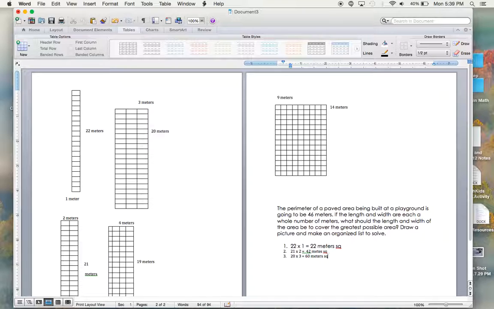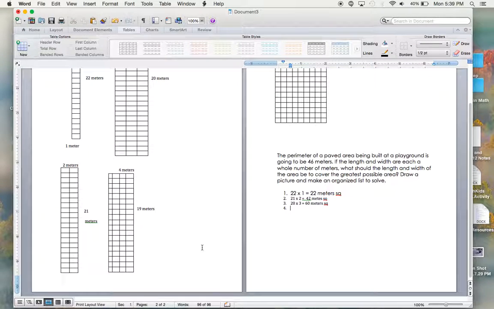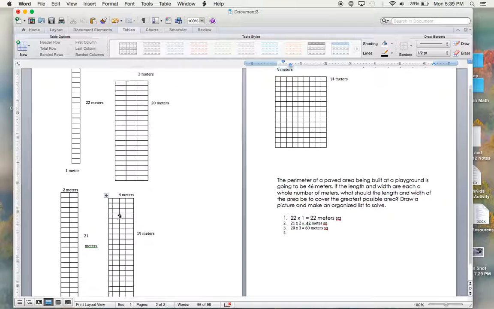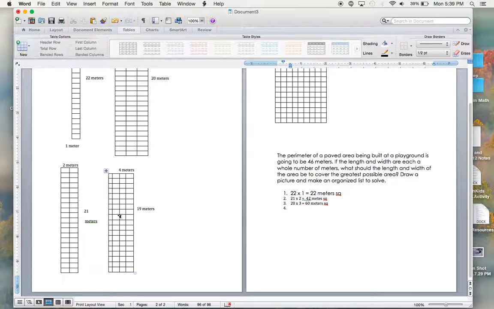And I'm going to keep on. I drew several of these. I didn't draw all that you could draw, but I drew several. And if you remember from the lesson, the closer it is to a square shape usually involves the greatest area. So we can see the area is getting bigger and bigger when it's not so tall and skinny. So let's look at this next one.